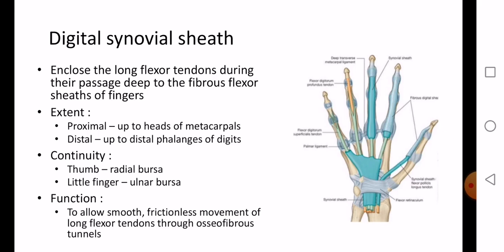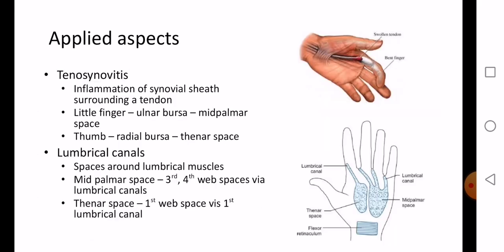Continuity: the thumb with the radial bursa, and the little finger is continuous with the ulnar bursa, as you have already seen in the previous slides. Function: to allow smooth, frictionless movement of the long flexor tendons through the osteofibrous tunnels.